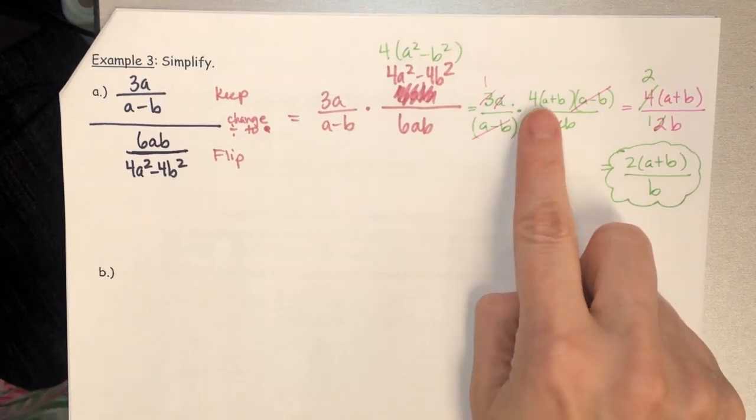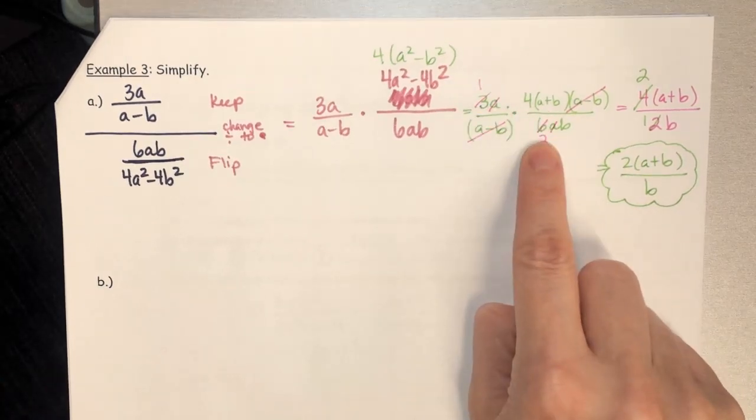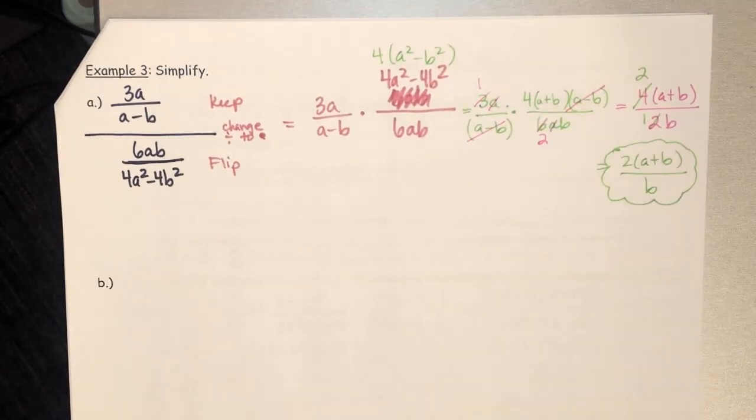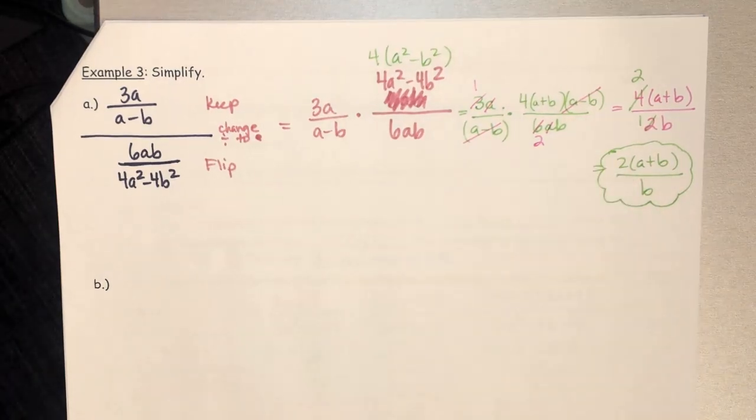You could also just multiply straight across. This is 12 over 6. 12 over 6 is going to divide to make 2, and that's going to go on the top. Okay?